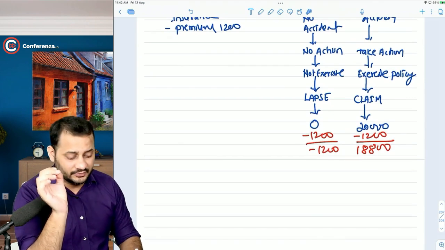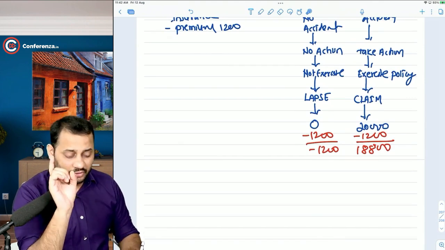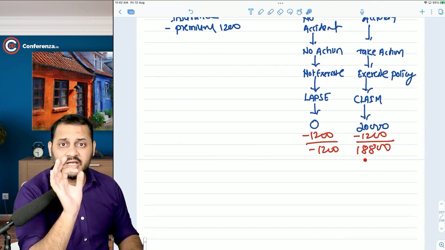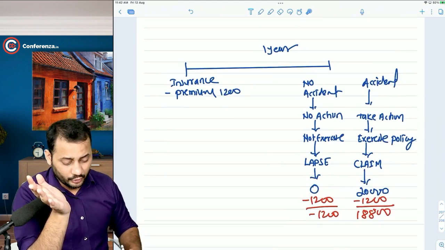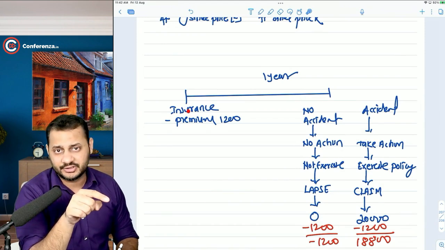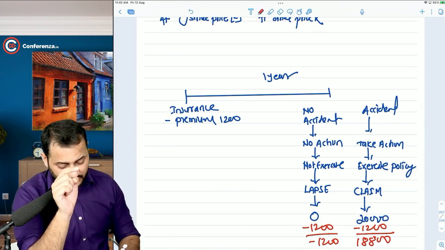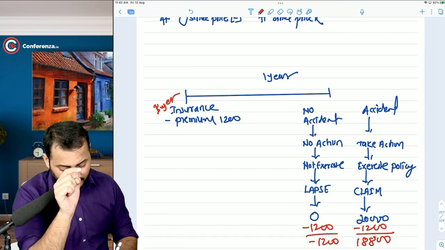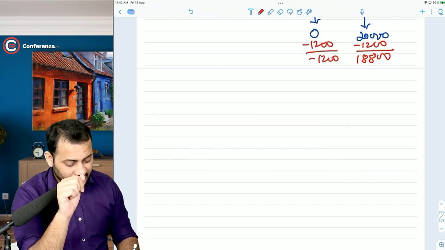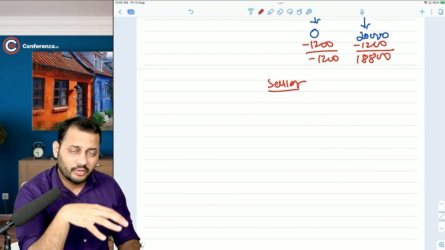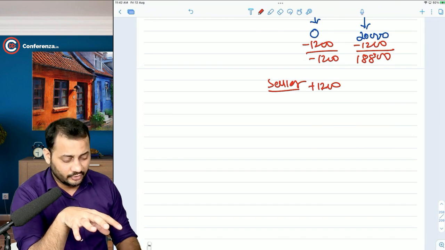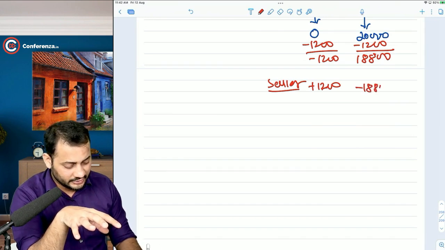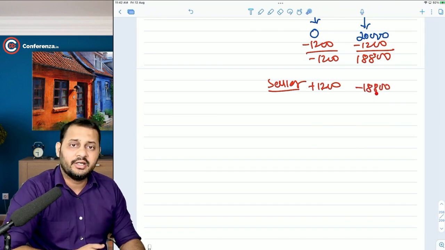There is one thing which is confirmed: the loss to you at the end cannot be more than 1200 rupees, which is equal to the premium that you paid, to the buyer of the insurance. You are in this case the buyer of the insurance and the company is the seller. If you look from the angle of the seller, there is a profit to the seller in this case of 1200 rupees, and there is a loss to the seller in this case of 18,800 rupees.